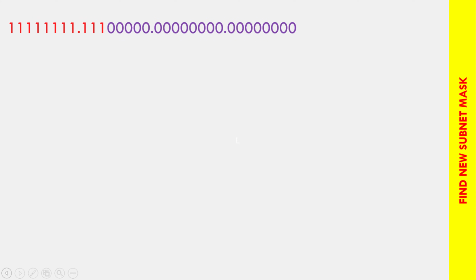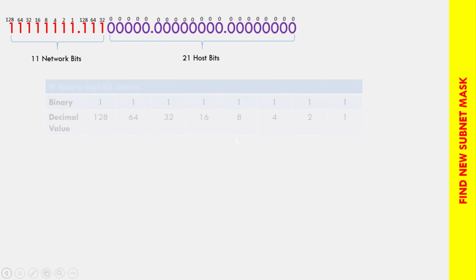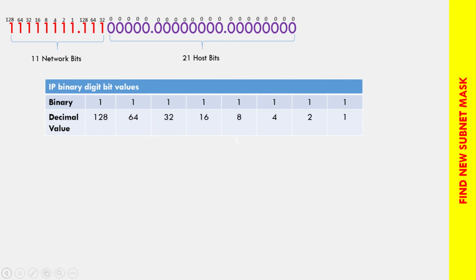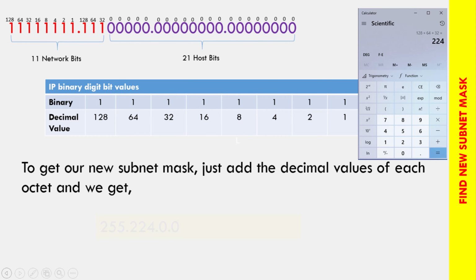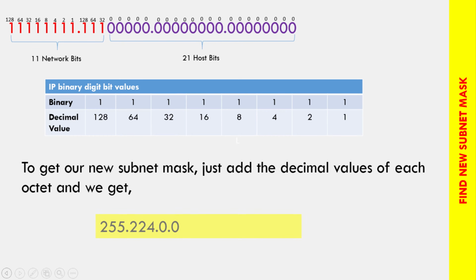For your reference, the decimal values of each binary bit are shown here. To get our new subnet mask, just add the decimal values of each octet and we get 255.224.0.0 as our new subnet mask.